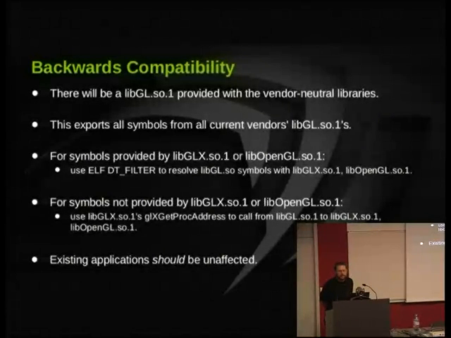Let's see. Yeah, and I guess it's important to note that libgl today provides not only OpenGL entry points, but GLX entry points. So this compatibility libgl would have to pass through, in addition to the union of all OpenGL symbols that are exported by any of the vendors today, it would also have to provide the union of GLX symbols that are provided by any of the vendors today. And again, the goal really is for this to be transparent to applications.